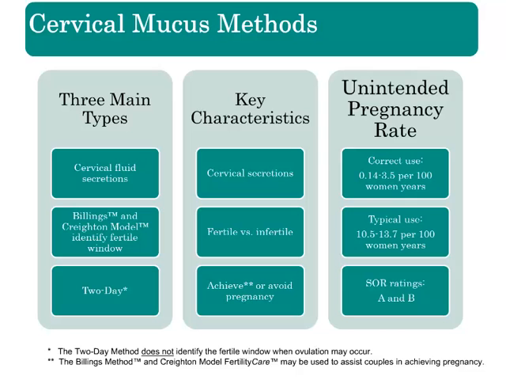Please take a moment to view the unintended pregnancy rates in the graphic. When couples use just this one sign of fertility correctly, they can reliably avoid pregnancy. Note that with typical use, the effectiveness rate is comparable to other user-directed methods of family planning, such as the condom or the pill.